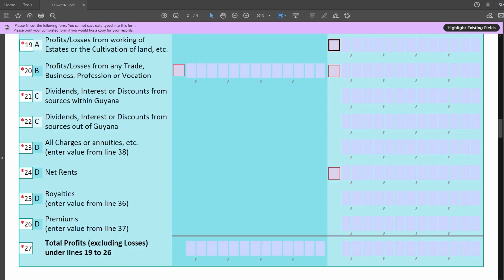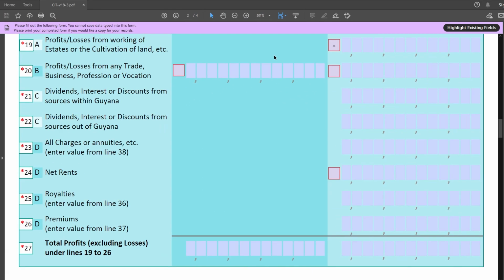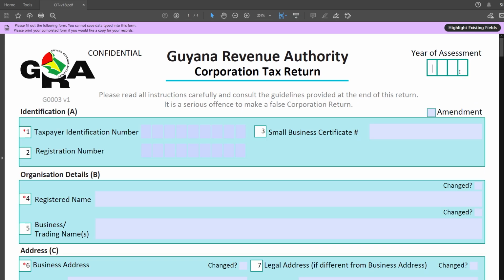And finally, where a line item is a loss, enter a negative sign in the red box to the left of the number box. Now that we have that out of the way, let's begin. Identification and organization details. Before we delve into the form, we must state the year of assessment at the top. That is the year that follows the calendar year in which income was earned. There is also an amendment checkbox which must be ticked if you are making changes to the return that was already submitted to the GRA.